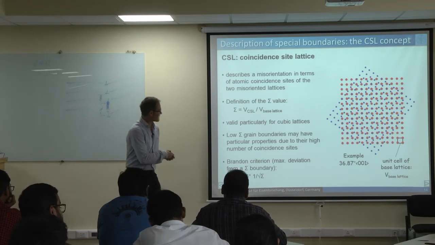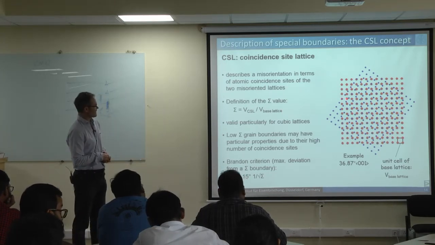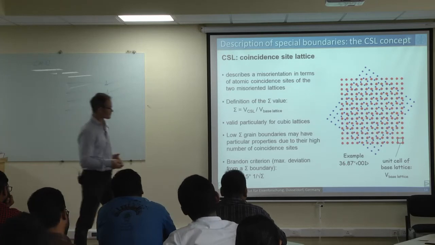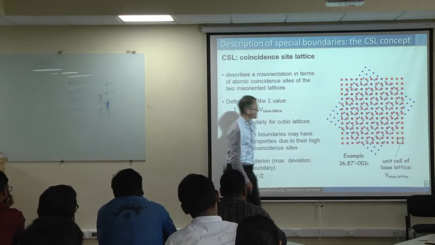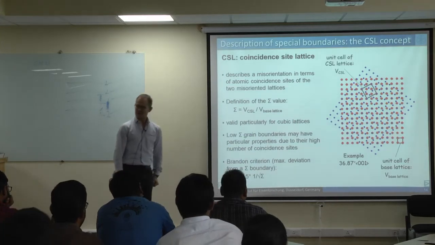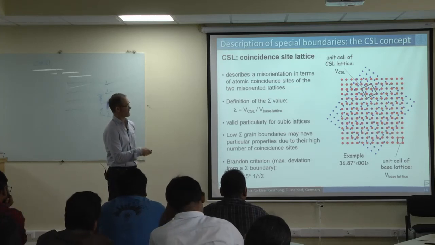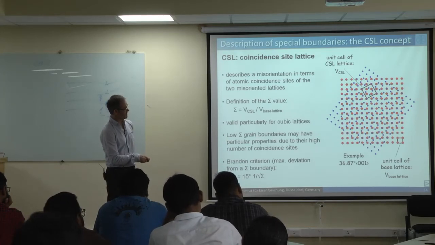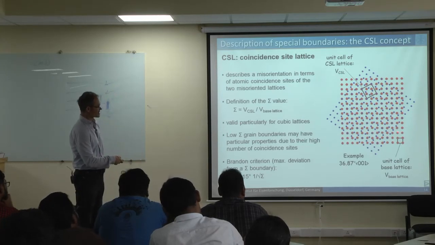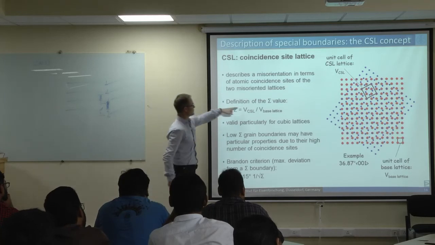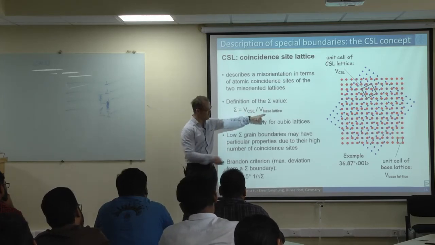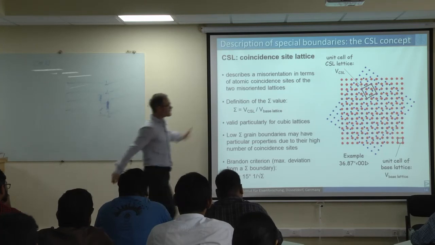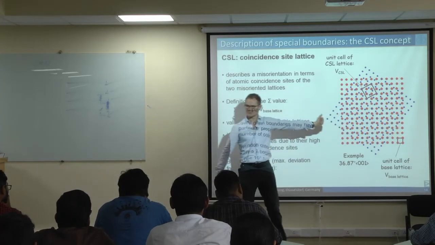And what you see then is that certain atomic sites start overlapping. Here, this one here, this one here, this one. So there's a number of sites which overlap exactly at this angle. And you plot the lattice cell of the overlapping atoms, the coincidence sites. You see the coincidence site lattice is bigger than the original lattice, actually 5 times bigger. Therefore, the volume of the coincidence site lattice divided by the volume of the base lattice is the sigma value, and in this case it is sigma 5. So every 5th atom is overlapped between the two crystal structures.